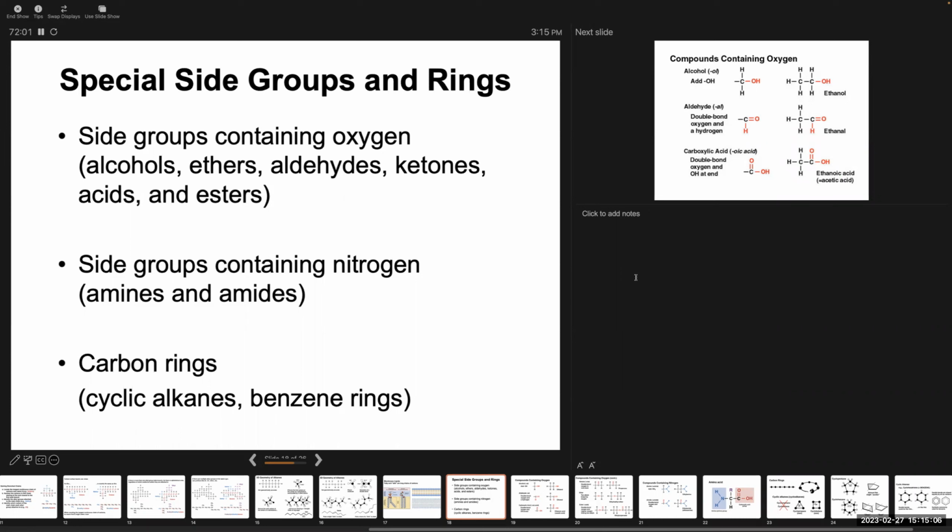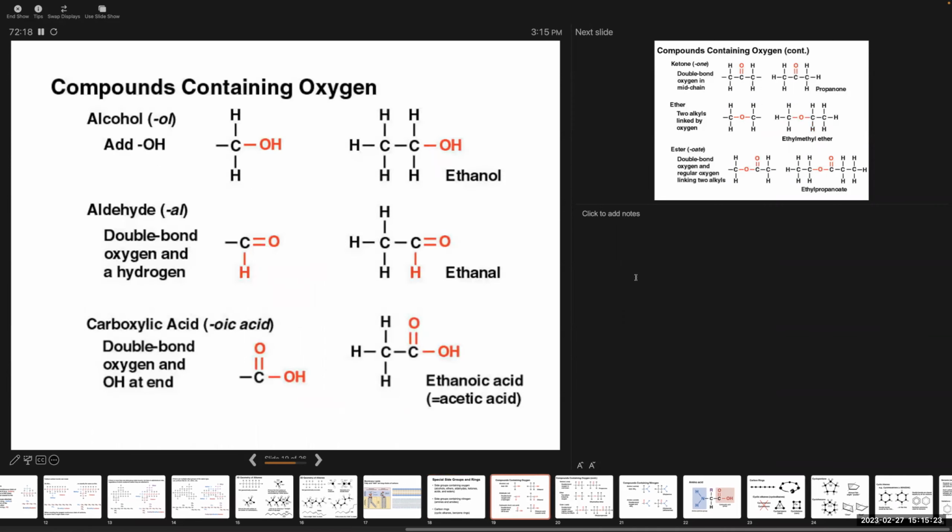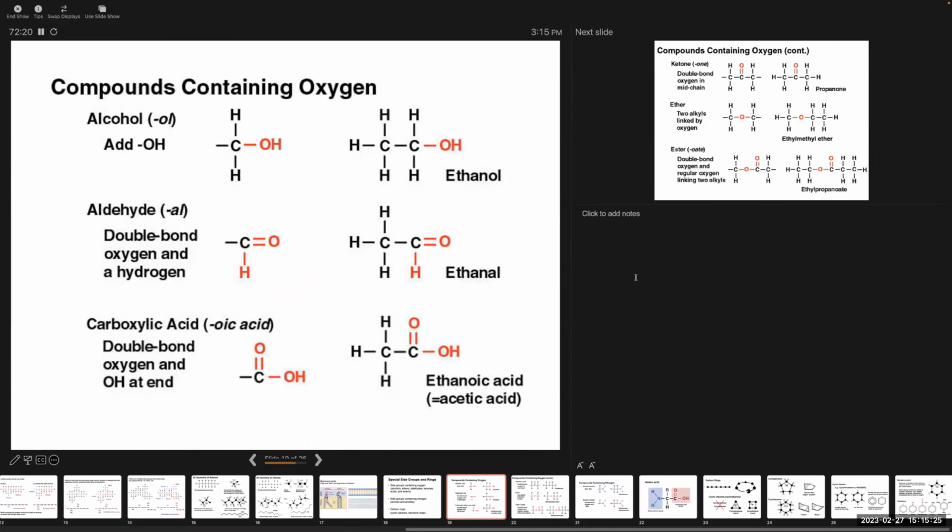There are also some side groups containing nitrogen, the amines and the amides. And then there are a bunch of carbon rings. There are cyclic alkanes, which would be rings of carbons that are connected by single bonds. Then there are benzene rings that are connected by double bonds. So let me go through some of the side chains that contain oxygen.